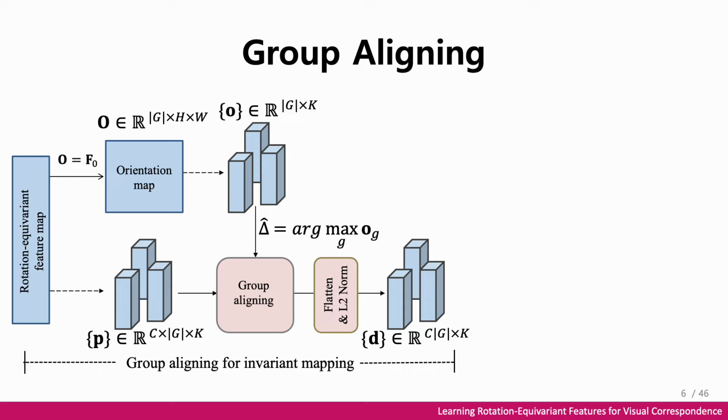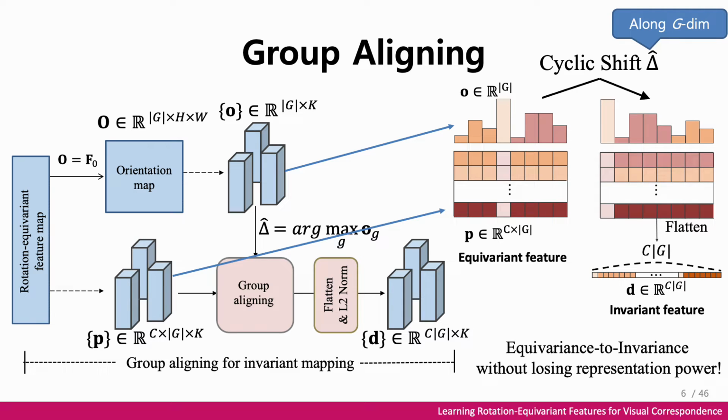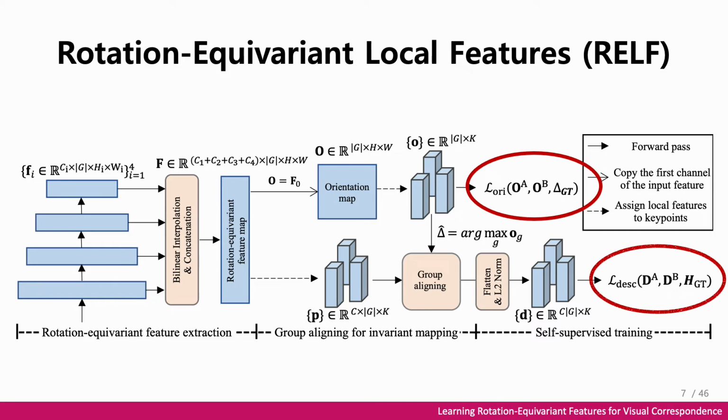The output features and orientations are then processed using a novel technique called group aligning. This technique shifts the group equivariant features by their orientations along the group dimensions, achieving rotation invariance without losing discriminability. Our two loss functions enhance the group local features to be robust to geometric and photometric variations.